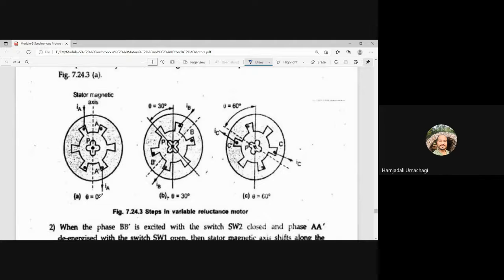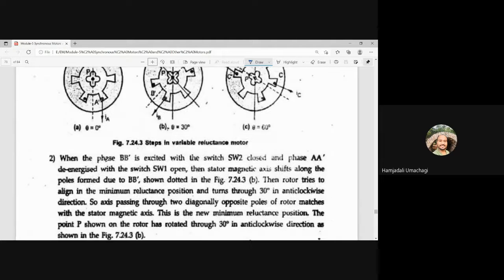Then let us see the next switching sequence. When phase B dash is excited with switch SW2 closed, and phase A dash is de-energized with switch SW1 open. After the first sequence, you energize phase B dash by closing switch SW2 and open switch SW1 related to A dash, so A dash gets de-energized. Then B dash gets excited, and along B dash the magnetic field will be created, which is the minimum reluctance position for the rotor now.